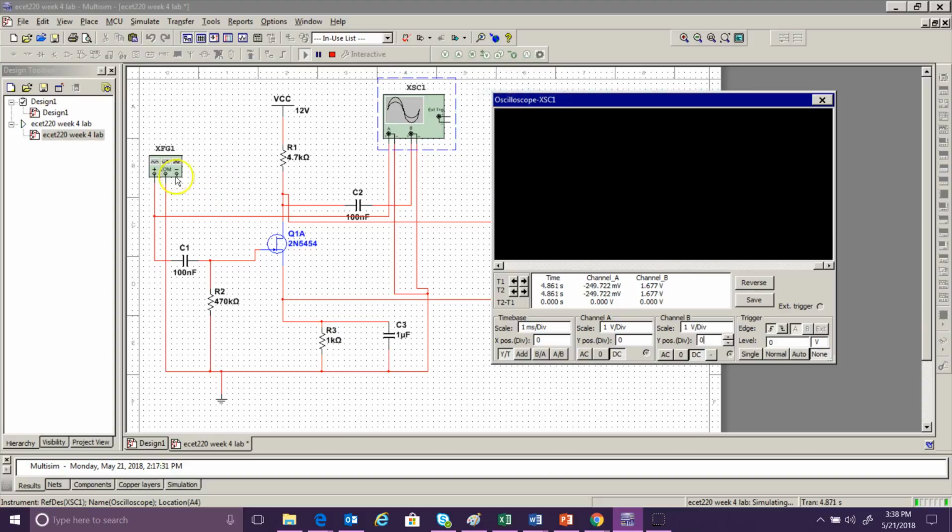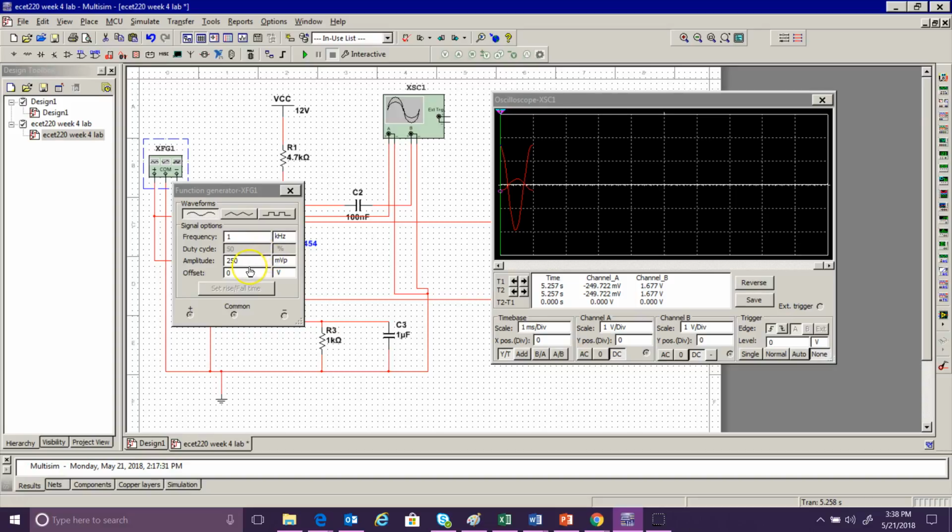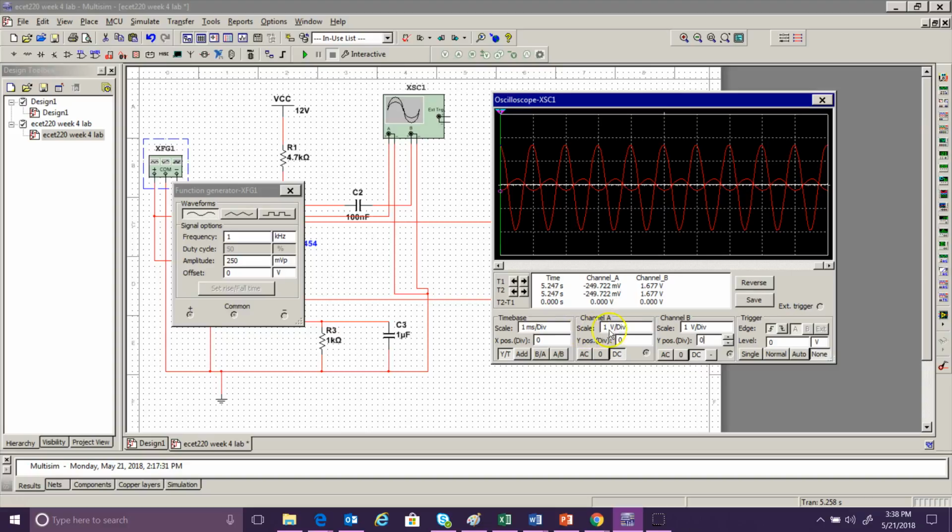Okay, I've also applied to my function generator 1 kilohertz, 250 millivolts peak to peak. Channel A is set to 1 volt and channel B to 1 volt per division, and you can see channel A is going in. Let's take a marker and measure. This is marker 2, so 250 millivolts approximately, and we're getting out about 1.67 volts. So we're right there where we calculated we should be.